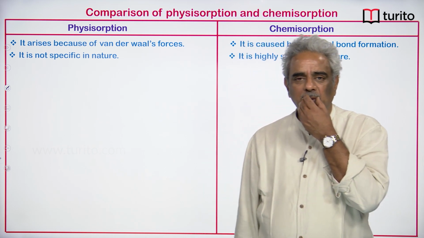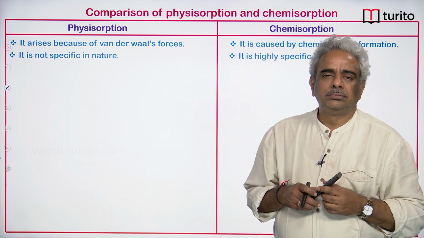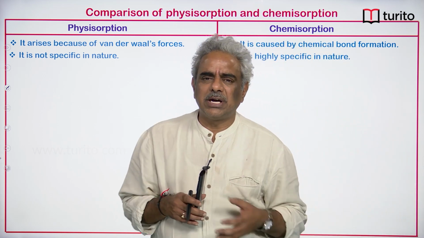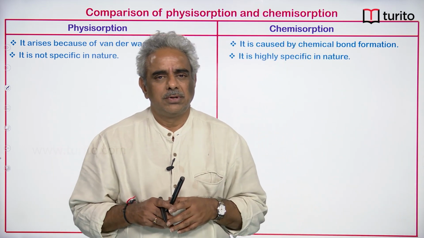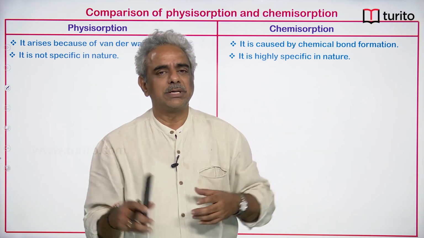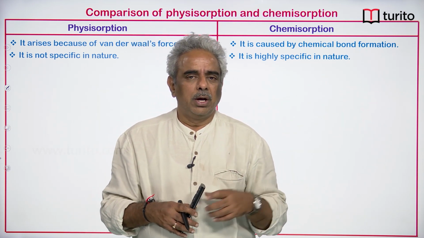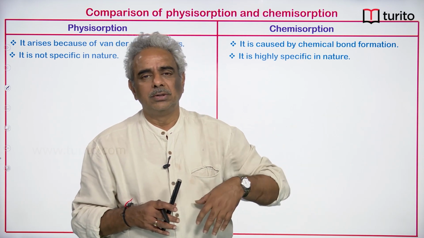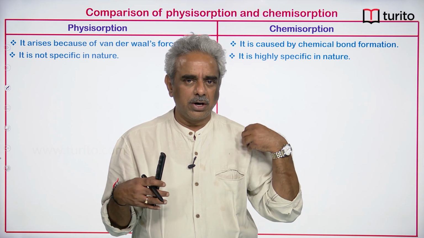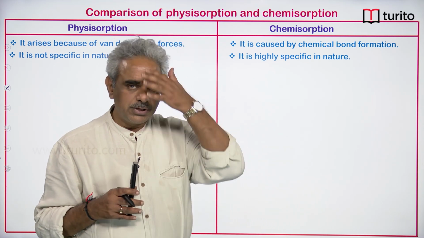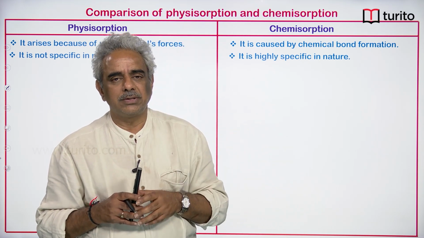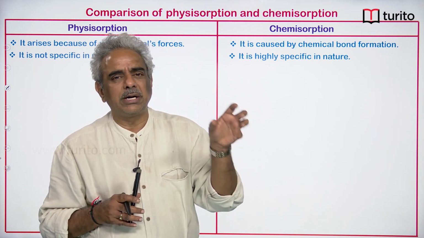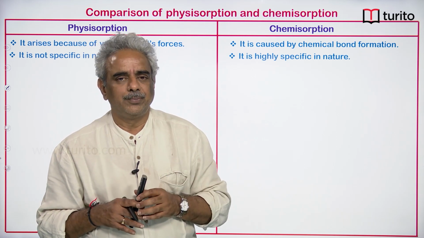What do you mean by that? It is not much specific. It means most of the adsorbates can just get physically adsorbed on any surface. Suppose there are some dust particles in the room, they may settle on the television screen, they may settle on some books. If you stand there, they may settle on your shirt, they may settle on your face as well. So, there is no specificity that only this should get adsorbed on that kind of thing.